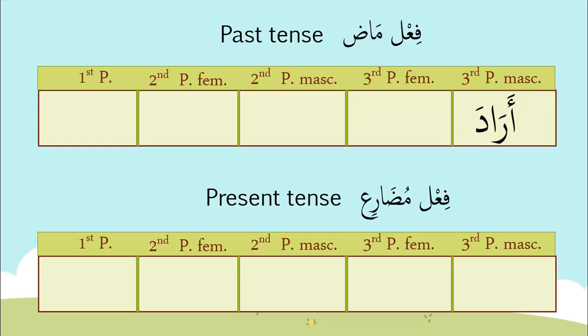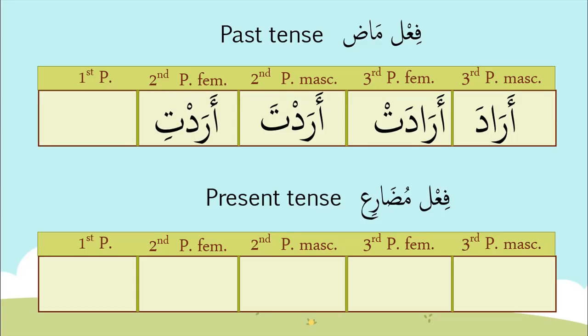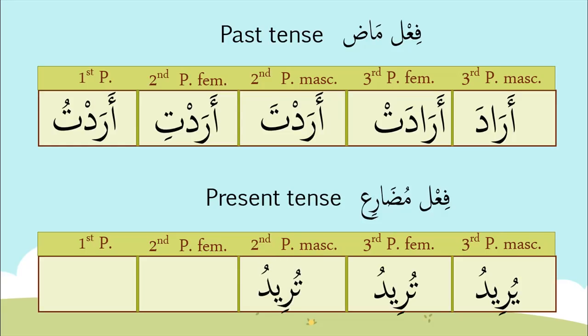أراد, he wanted, that's for past tense. أرادت, she wanted. أردتَ, you wanted for masculine. أردتِ, you wanted for feminine. أردتُ, I wanted. يريد, he wants. تريد, she wants. تريد, you want for masculine. تريدين, you want for feminine. أريد, I want.